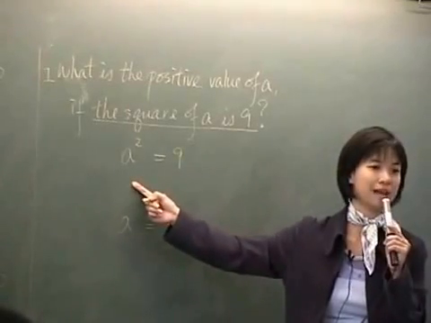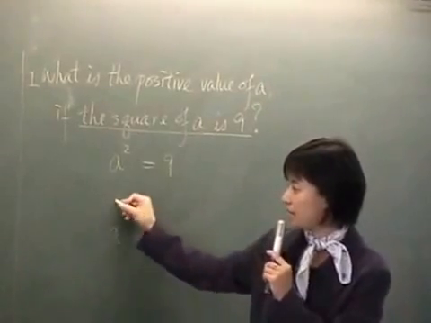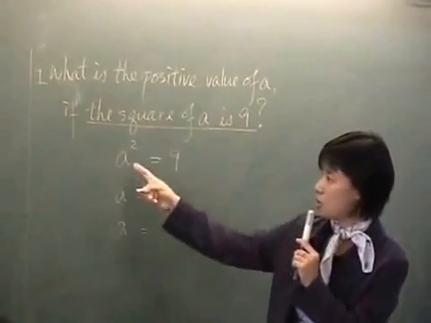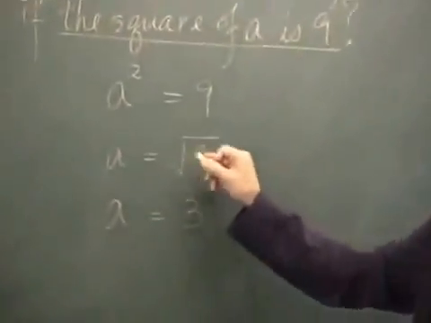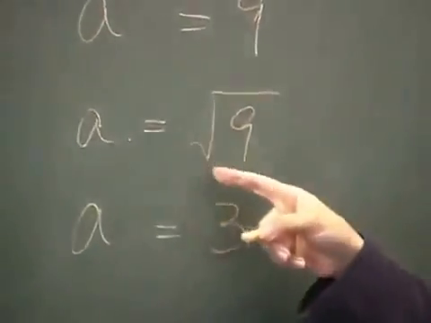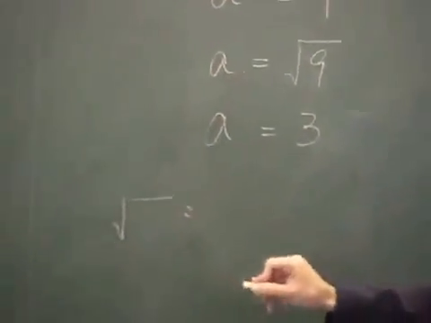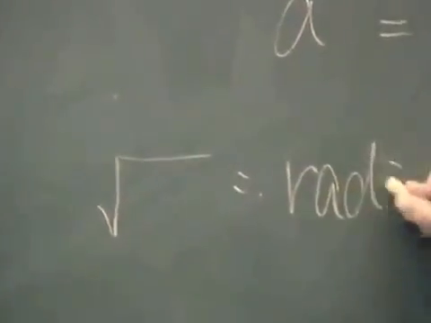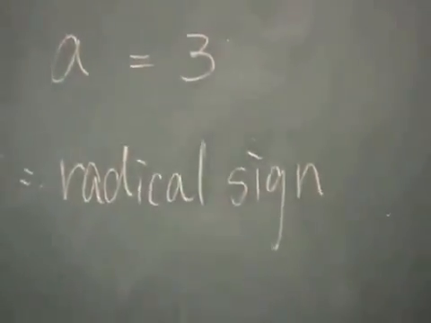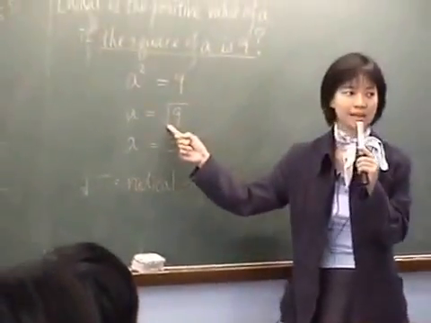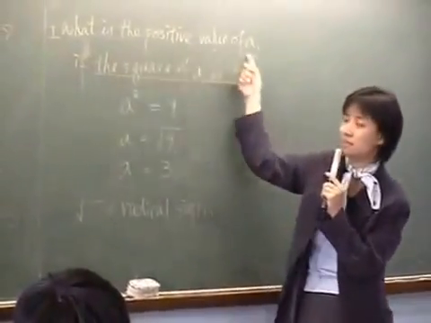I will teach you a step to solve. So if you find the value of A, you can write like this. So A, you want to find A, then this side you put square root. Okay. So this side, we call it radical sign. Radical sign. Okay. So what is the meaning of this radical sign? So the meaning is the same as this sentence.